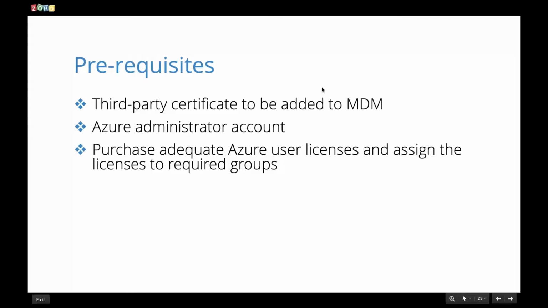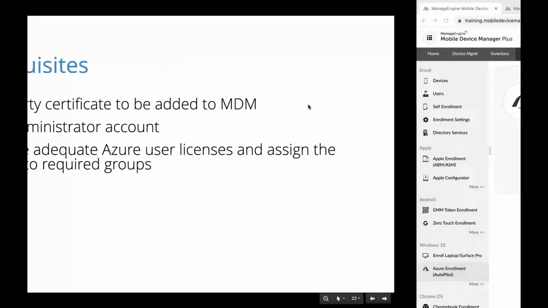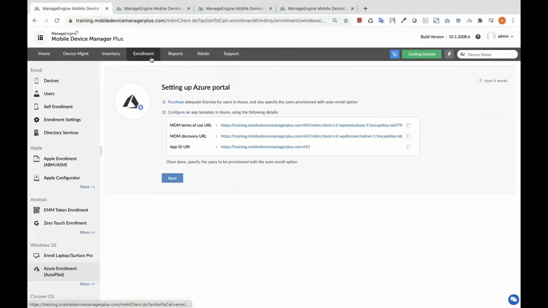Let me show you how you can first start off with the integration process, for which we need to navigate onto our console and click on the Enrollment tab, and then navigate to Azure Enrollment. As you can see here, the server is not currently integrated with the Azure portal. And to initiate the integration process, the first thing that I need to do is copy these three URLs.